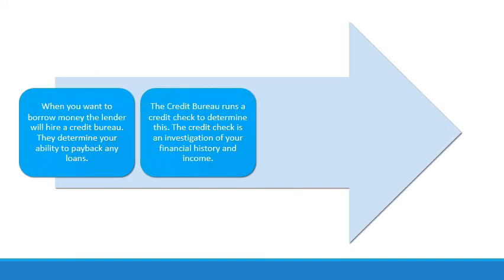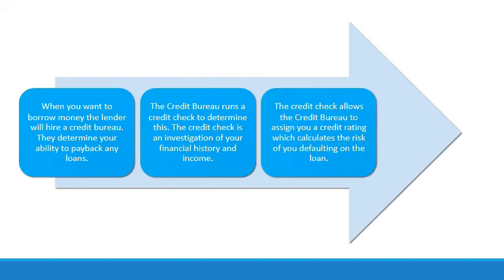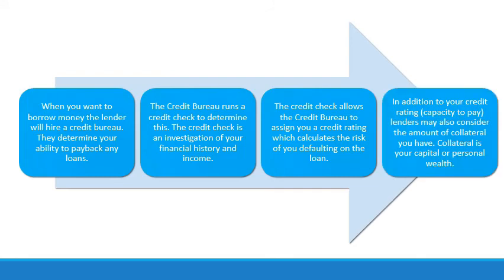So the credit bureau runs a credit check to basically determine this. The credit check is an investigation of your financial history and income. Basically, they want to know whether or not you're really going to pay this off. So the credit check allows the credit bureau to assign you a credit rating, which calculates the risk of you defaulting on your loan. In addition to your credit rating, your capacity to pay, lenders may also consider the amount of collateral you have. And of course, collateral is your capital or personal wealth.